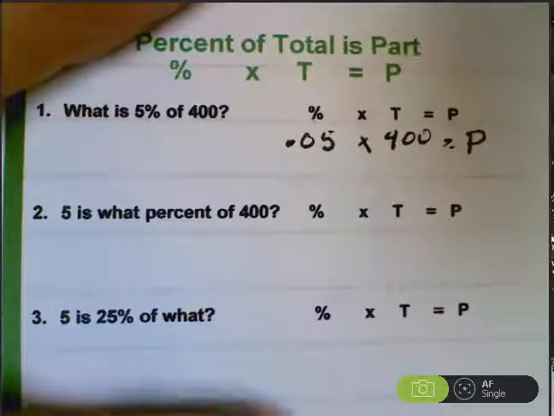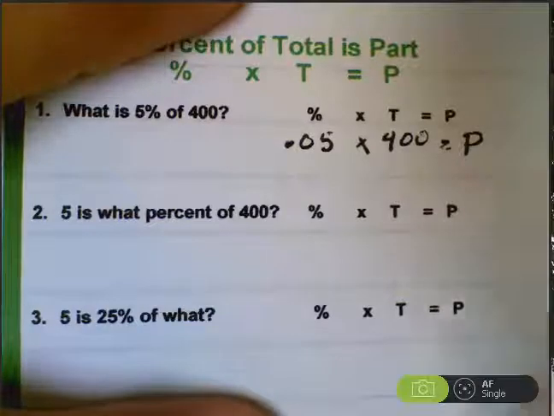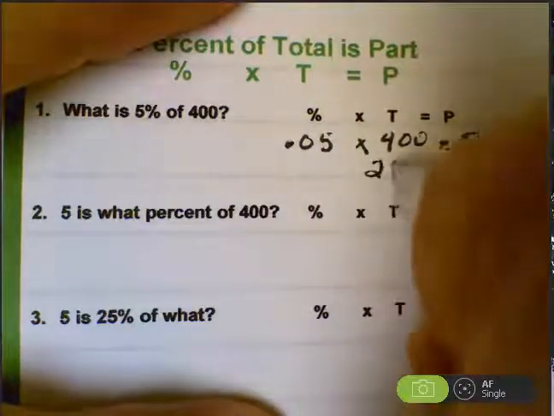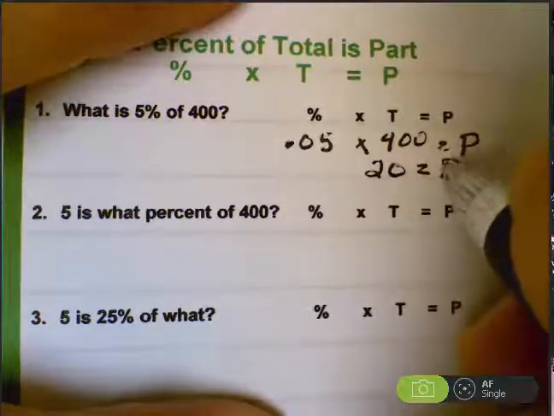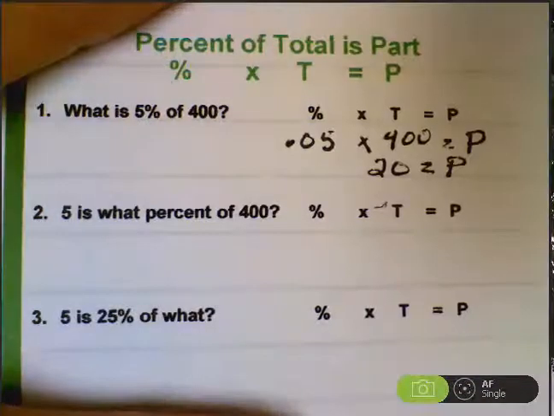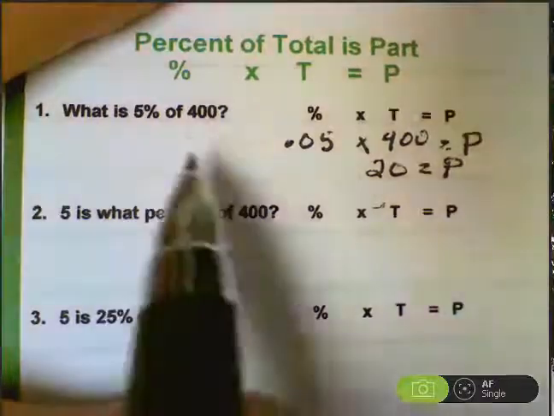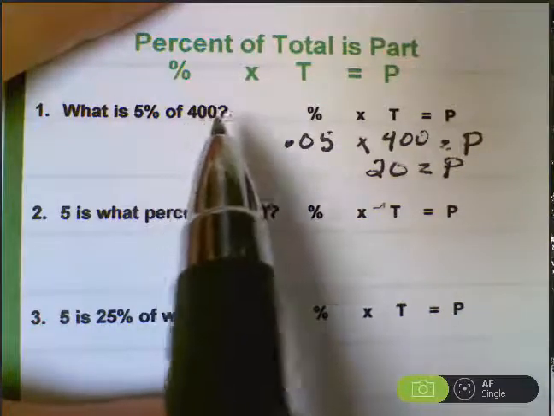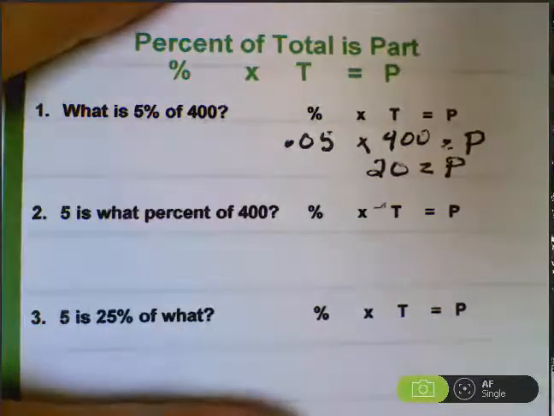5% of 400 is 20. So 20 is 5% of 400. Makes sense because 10% of 400 would be 40. 5% is half of that.